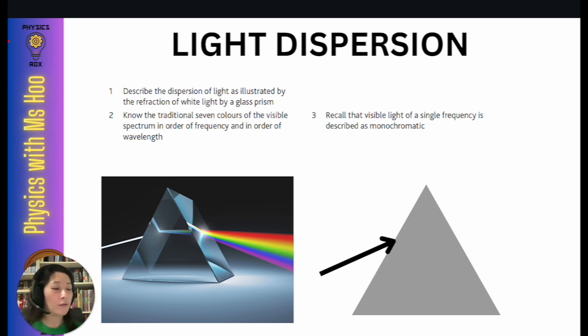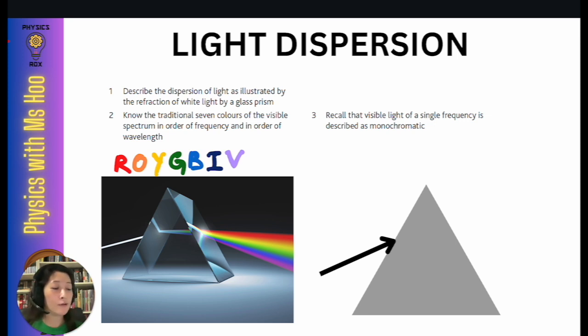If you start off with red, the next color would be orange, yellow, then green, blue, indigo, and violet. For me, I remember this as the Roy G. Biv. Some of you have your own methods of remembering the colors. Please use whatever method works for you.